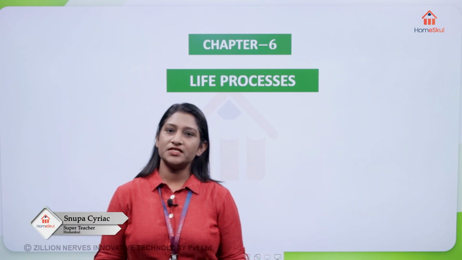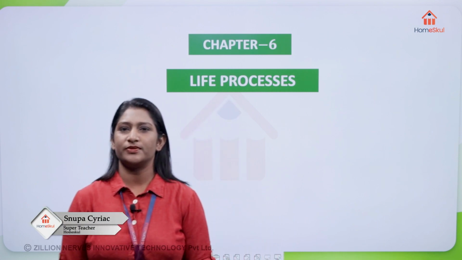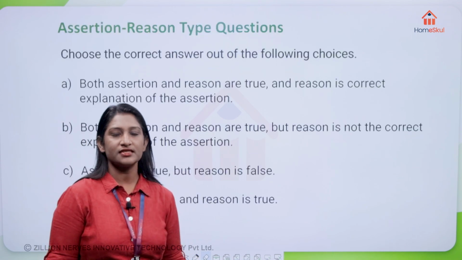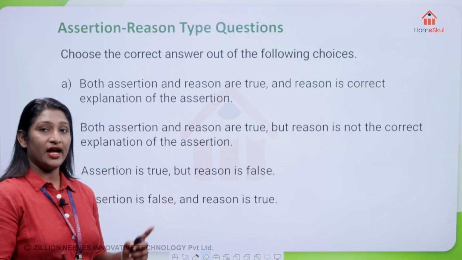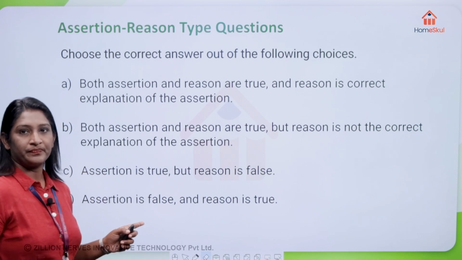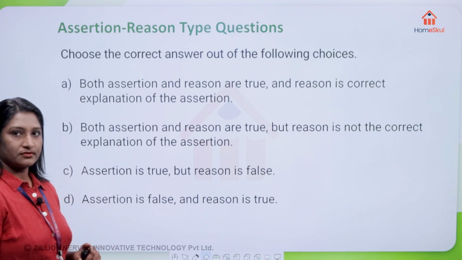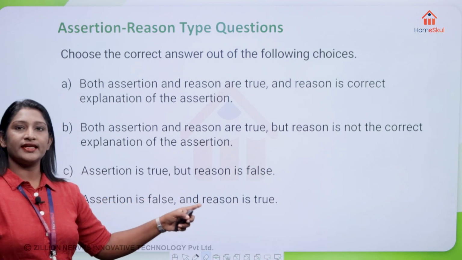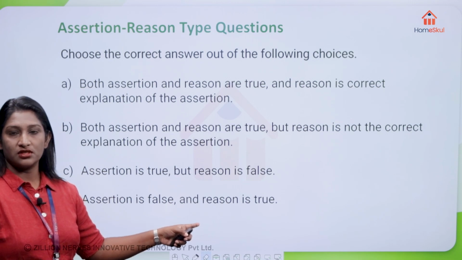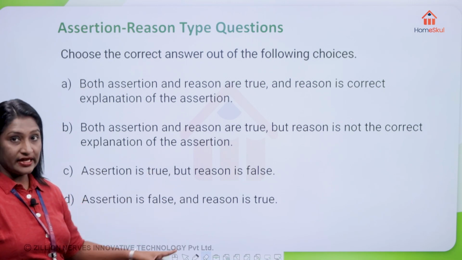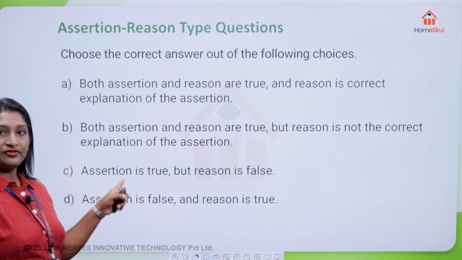So we are going to start the discussion, okay? The first question is the same as usual, assertion and reason type of questions. And four options here. I have changed the last one. In the last class, both assertion and reason are false. Such an option I have added. And here, C and D I have changed.